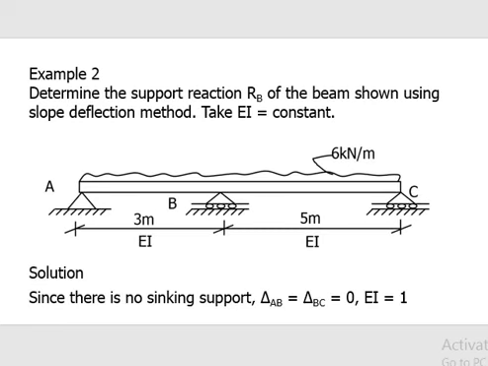We look at another example. This example is a beam with 3 supports. That is one support is redundant. We also follow the same procedure we used in the first example. In this case, the question says no sinking of supports, meaning that delta AB and delta BC is equal to 0. And they say we should take EI as constant, meaning that EI for span AB is 1 and EI for span BC is also 1.